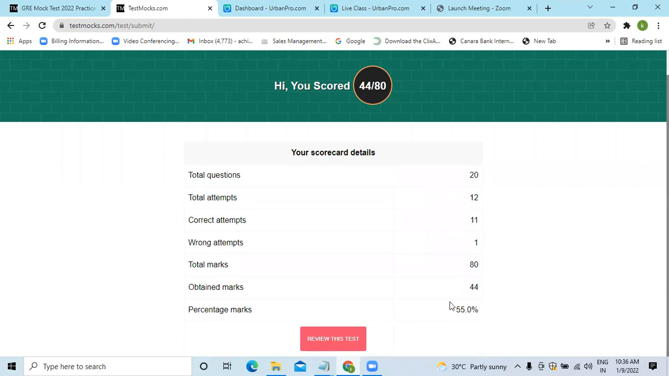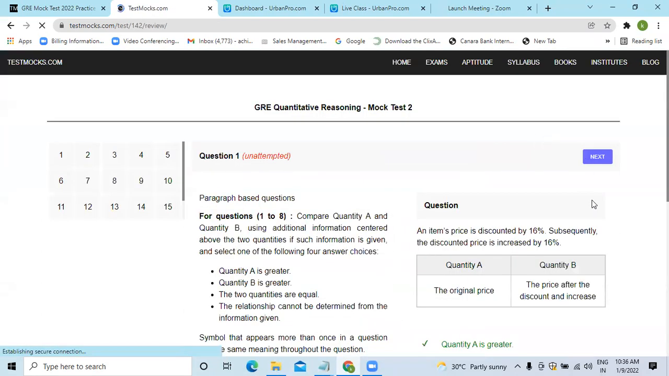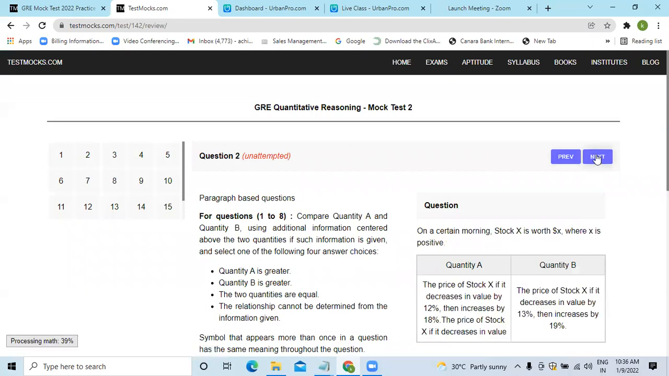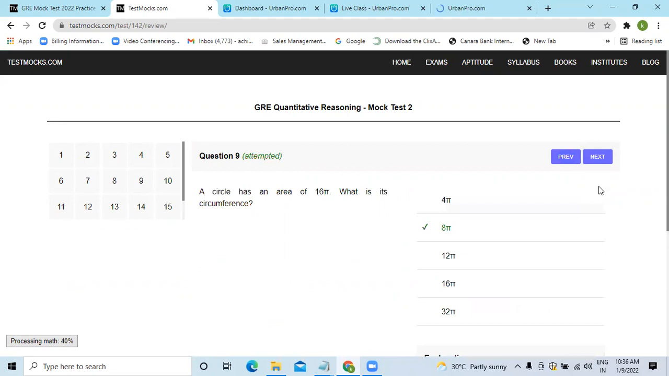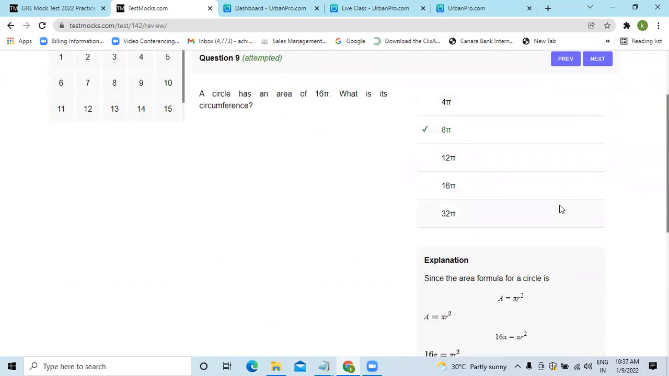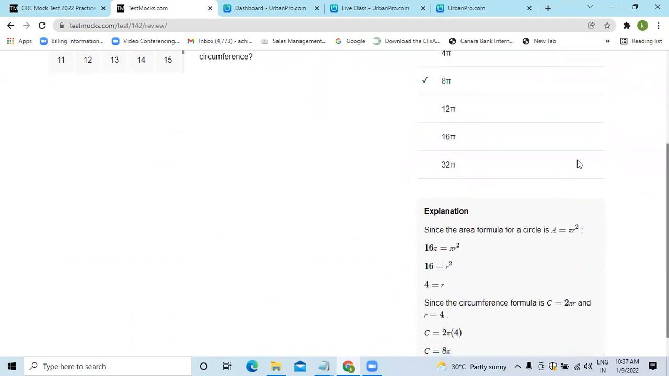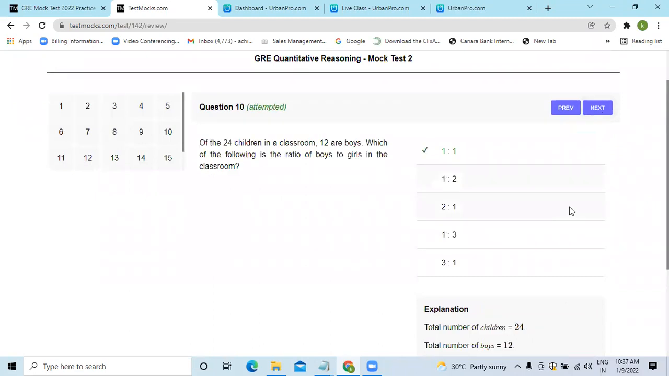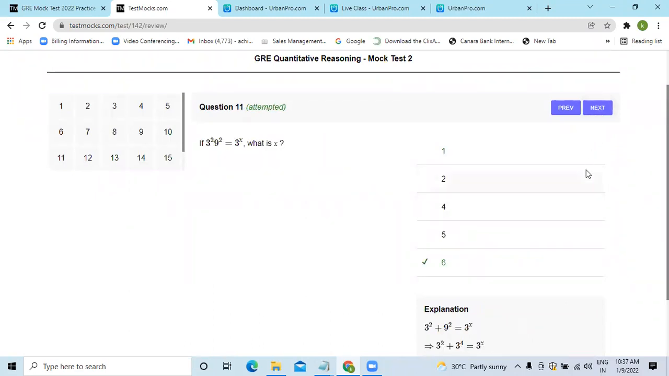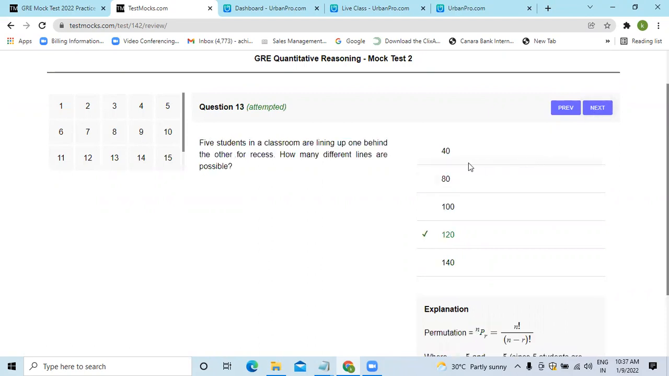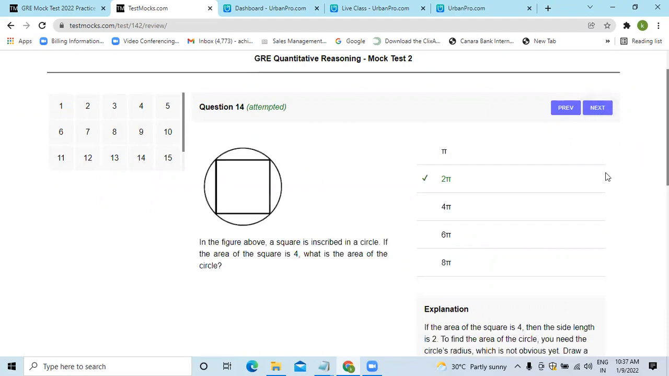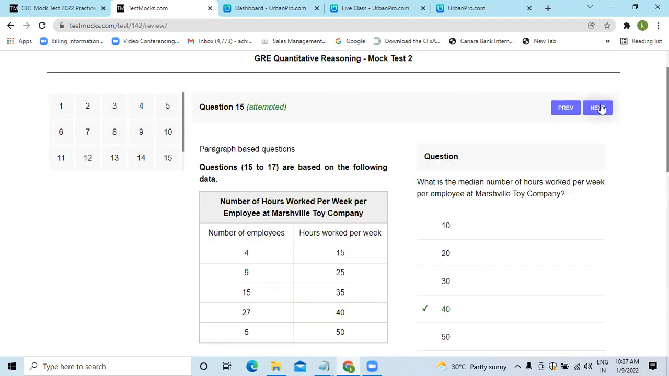Okay, let's not bother about the scores because we want to review from the 9th one. So this is perfect. 9 is okay for you, right? Next, 10 is also okay. 1:1. 11 is okay, 6, correct. 12 is 90, very good. 13 is 120, correct. And this is 2 pi, correct. And this is 40, right?